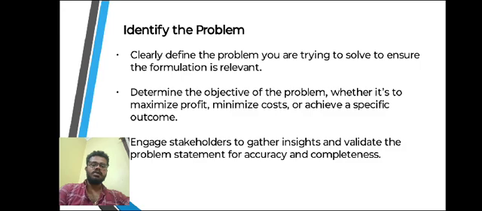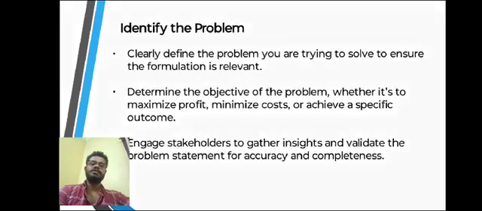Identifying the problem. Clearly define the problem you are trying to solve to ensure the formulation is relevant, and determine the objective of the problem, whether it's to maximize profit, minimize cost, or achieve a specific outcome, and also engage stakeholders to gather insights and validate the problem statement for accuracy and completeness.